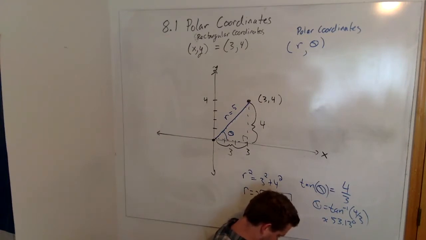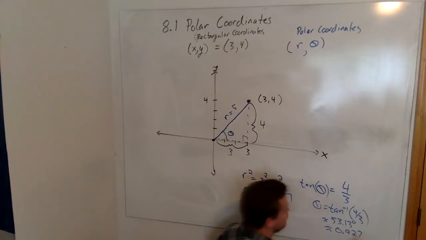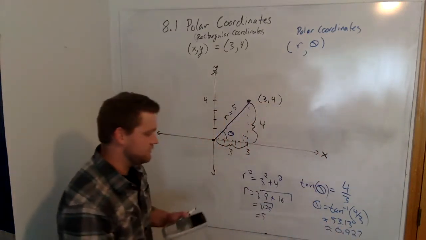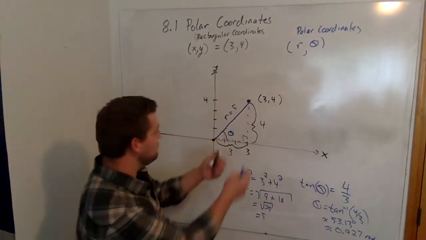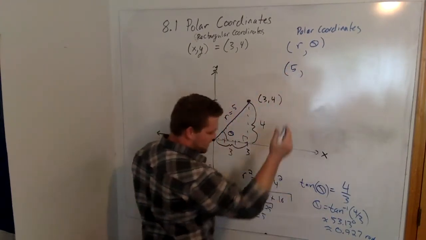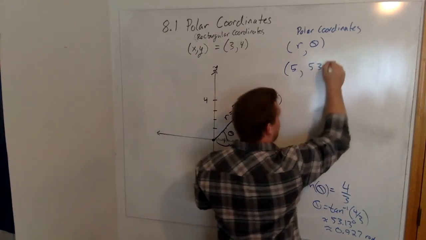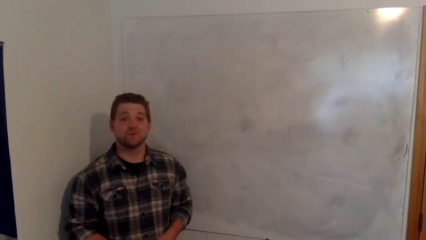The tan inverse of 4/3 in radians is roughly 0.927. So I know it'll be a little bit less than 1, since 1 radian is roughly 60 degrees. So we could describe this point, if we're using degrees, as having a radius of 5 and an angle of 53.13 degrees.